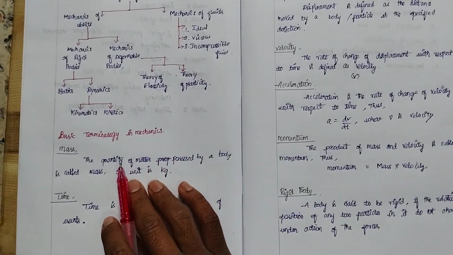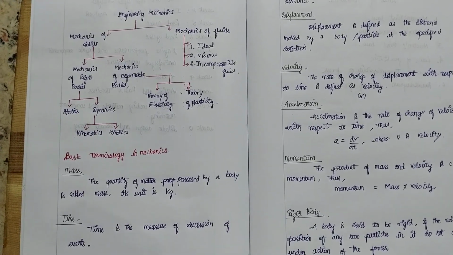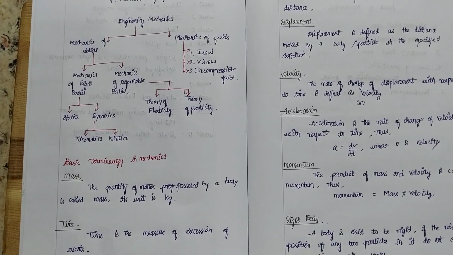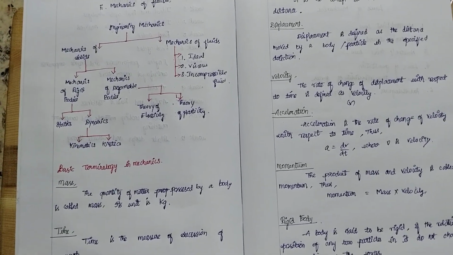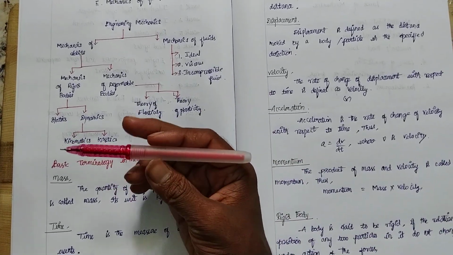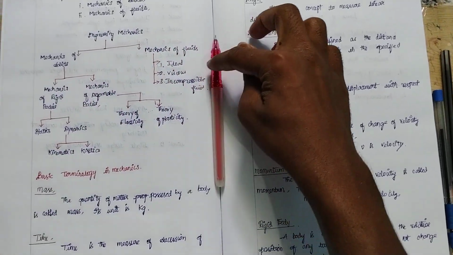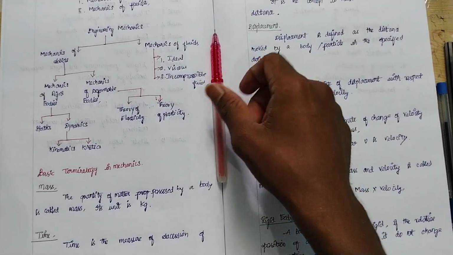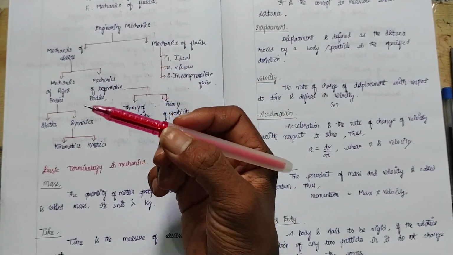So, the basic terminologies in mechanics. The first term is mass. What is meant by mass? The quantity of matter possessed by a body is called mass. Its unit is kg. For example, this pen has a certain mass, and it occupies some space. So that is known as mass.